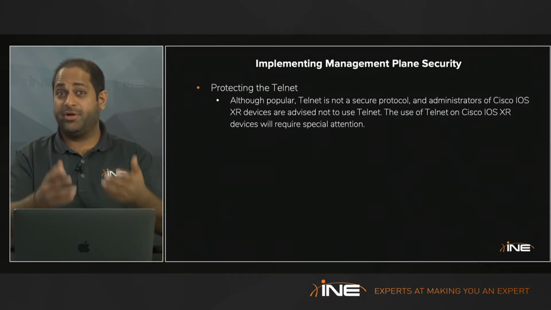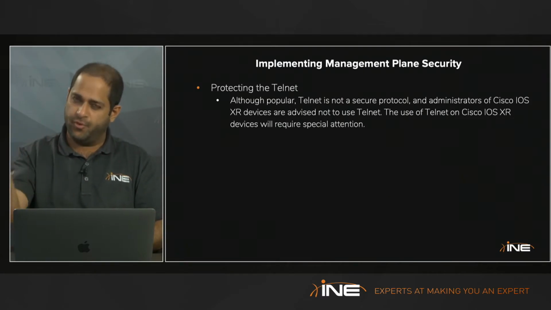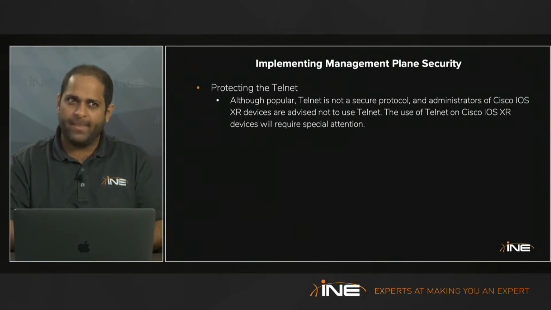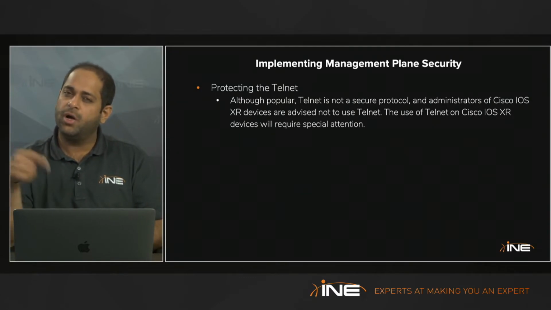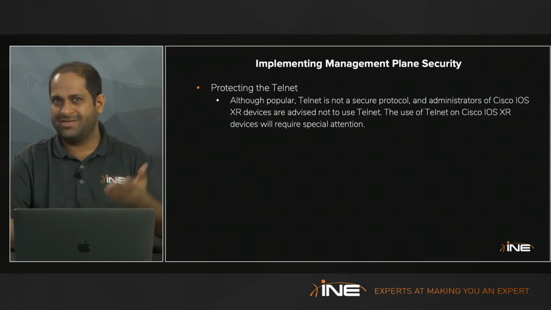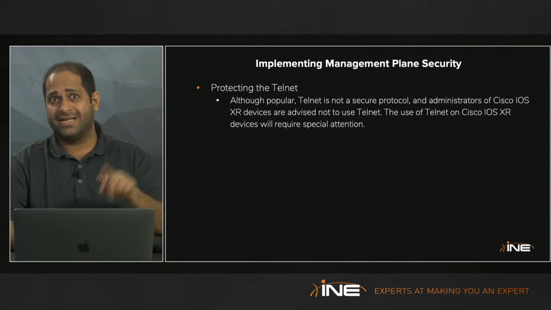The next is protecting Telnet. If you remember, I told you earlier that one way of connecting to a router remotely is via Telnet. Telnet is something that you should not use. I mean, you could still use it if you were out of band. But if you're in-band, it is something that you should never ever enable, because Telnet is clear text. So by default, XR routers have Telnet disabled.